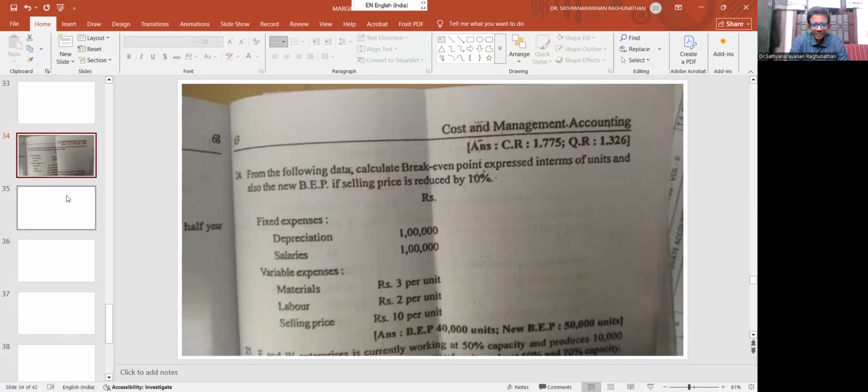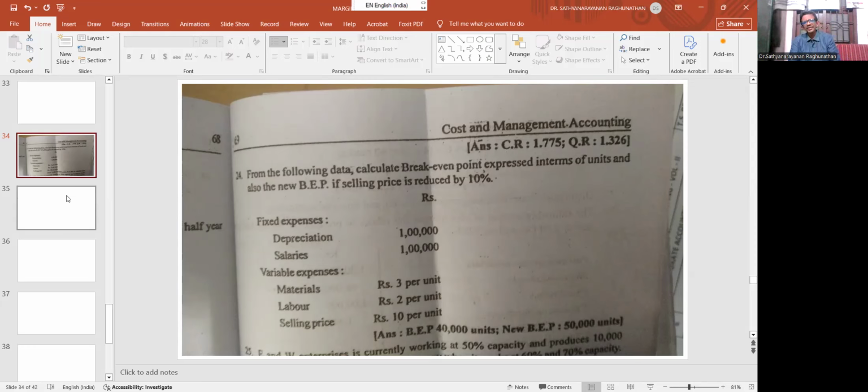From the following data, calculate break-even point expressed in terms of units and also the new break-even point if the selling price is reduced by 10%. Please take a screenshot of this question. Fixed expenses: depreciation, salaries. Both depreciation and salaries come under the fixed cost. Variable expenses, that is variable cost: materials rupees 3 per unit, labor rupees 2 per unit, selling price rupees 10 per unit.